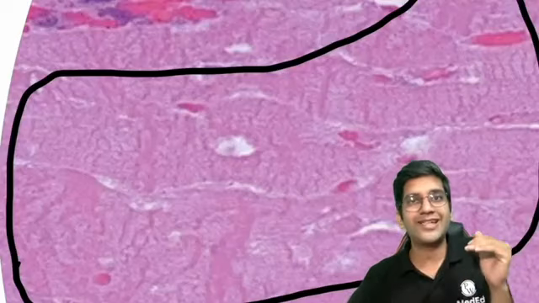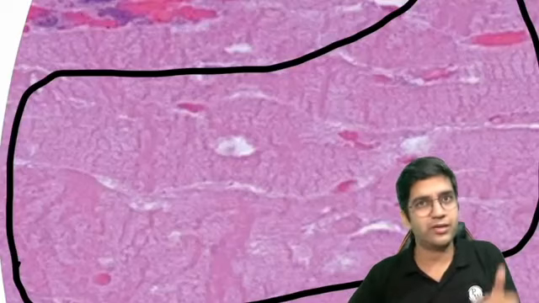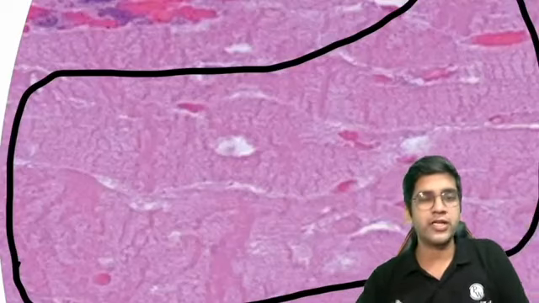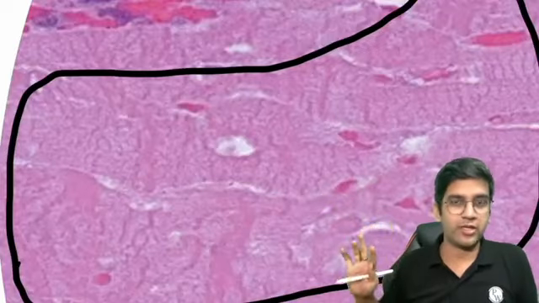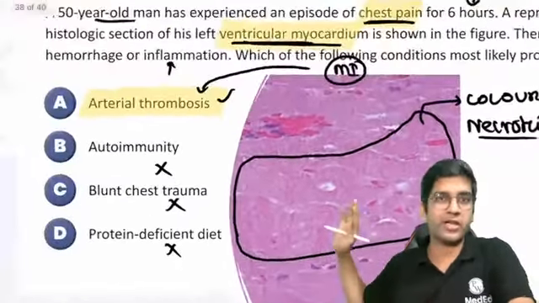Neutrophils will not come till a day after infarct. It needs time to come inside, right? So this is very, very early. I'm seeing only a pink area. It's a necrotic area. So my question here is myocardial infarction.